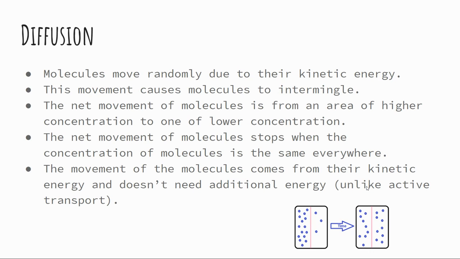All right, so diffusion. Let's remind ourselves of what diffusion is. Again, it's probably a little while since some of you have had this. So remember that diffusion is a form of passive transport, meaning that it does not require energy for this to occur. Molecules are going to move from an area of high concentration to an area of low concentration, and that just kind of goes back to, long story short, nature likes to be at an equilibrium state where there's no such thing as a concentration gradient. Okay, so the net movement of molecules stops when the concentration of the molecules is the same everywhere. That's equilibrium. The movement of molecules comes from their kinetic energy and doesn't need additional energy, unlike active transport, which we're going to talk about here in a minute.